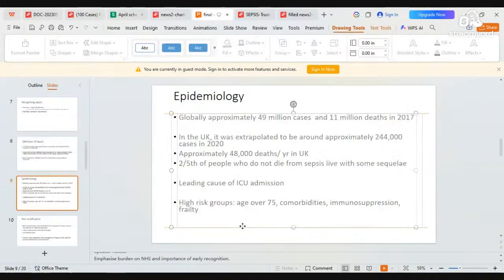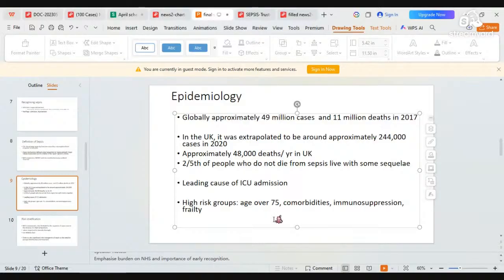People over the age of 25, people who live with comorbidity, like our patient, who is diabetic, which can also cause immunosuppression, and people who are frail. Our patient is said to live in a care home, in a residential setting.